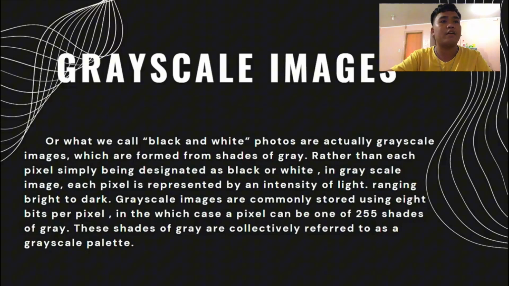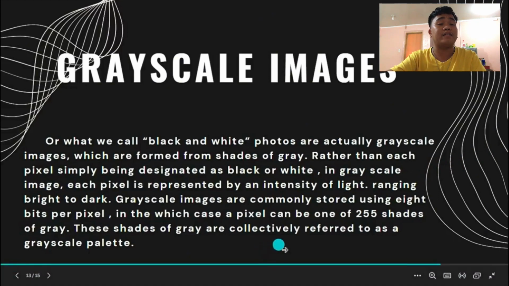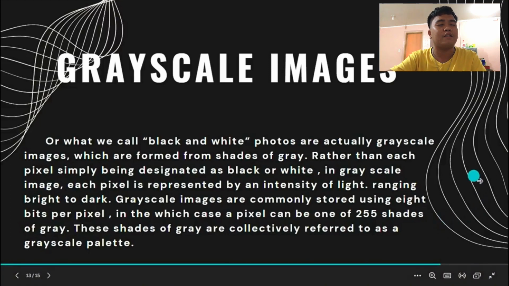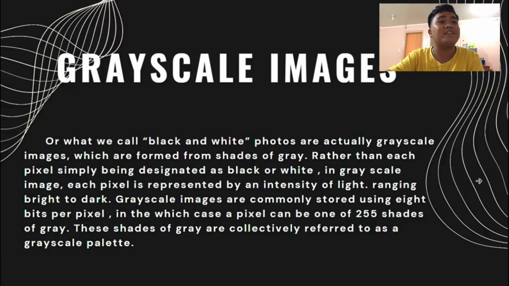Rather than each pixel simply being designated as black or white, in a grayscale image each pixel is represented by intensity of light ranging from bright to dark. Grayscale images are commonly stored using 8 bits per pixel, in which case a pixel can be one of 255 shades of gray. These shades of gray are collectively referred to as the grayscale palette.